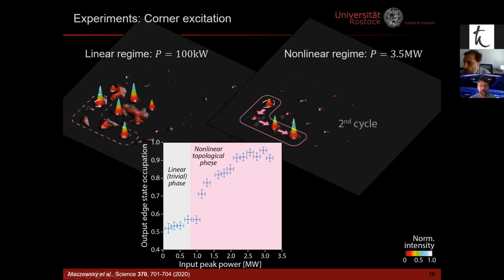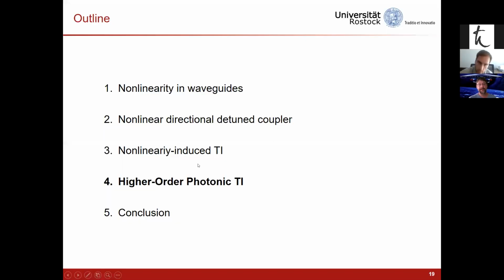Now, if the edge state would lose power, a lot of power, at some point it would start to propagate linear. So this is the idea.